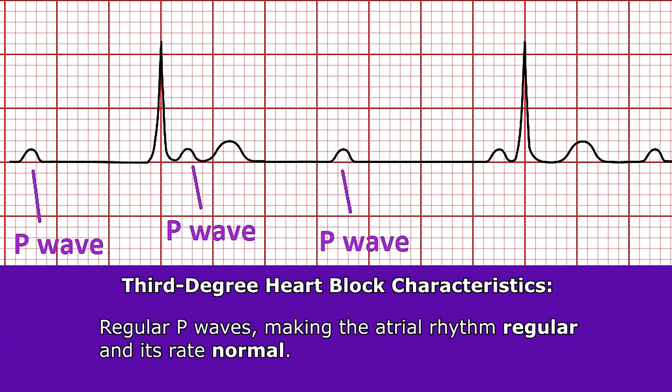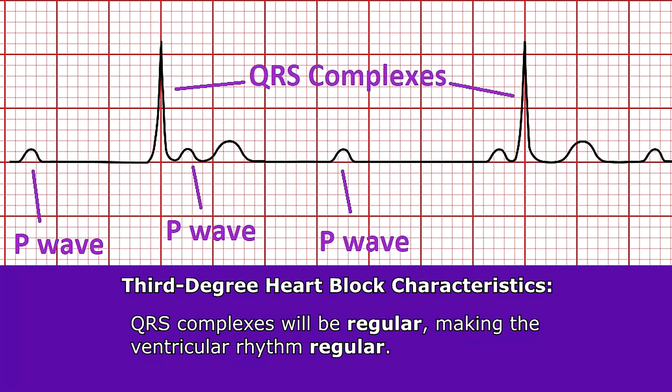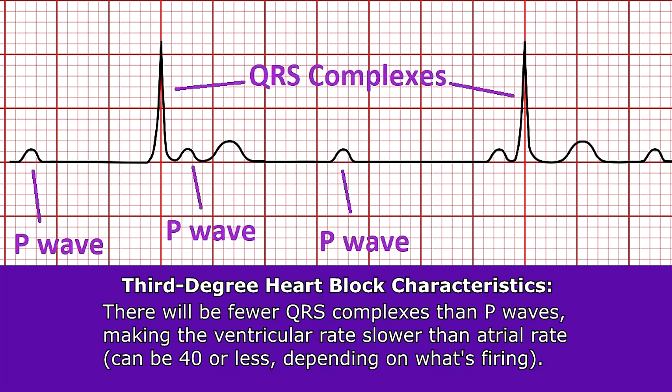Regular P waves making that atrial rhythm regular and its rate normal, and the QRS complexes will be regular, making the ventricular rhythm regular, but there will be fewer of those QRS complexes than P waves. So the ventricular rate will be slower than the atrial rate. Now, it's important to know that the ventricular rate can be 40 or less depending on what structure is firing for the ventricles, causing them to contract.